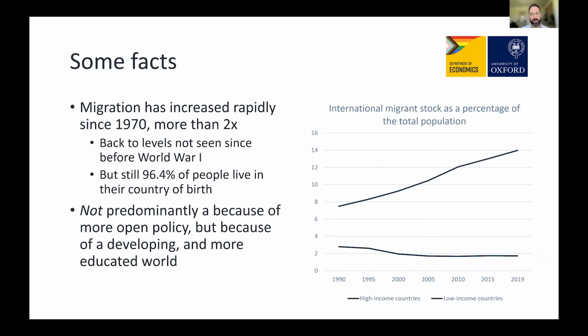Now, this is not predominantly because countries have opened up their immigration systems, although that has happened too. The drivers underlying this are more global, in the sense that there's a developing world with higher and higher incomes and more open sharing of information and aspirations and educational policies that allow people to access these avenues for migration.